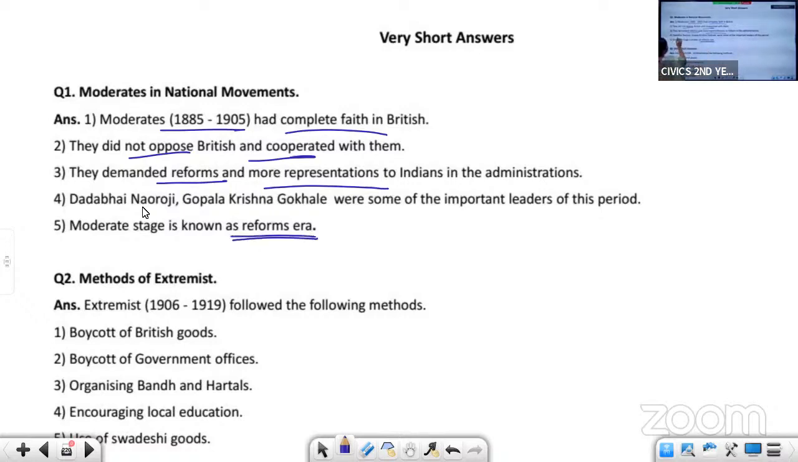Who were the important leaders? Dadabhai Naoroji, Gopal Krishna Gokhale. You can write names like this. It's very simple. Students, please focus more on 2 marks questions so that you can score full marks. And when you are writing the paper, try to write 2 marks answers first. Because sometimes when you are writing LAQs or SAQs, you tend to forget and you get stuck.